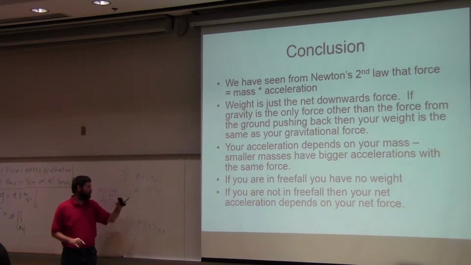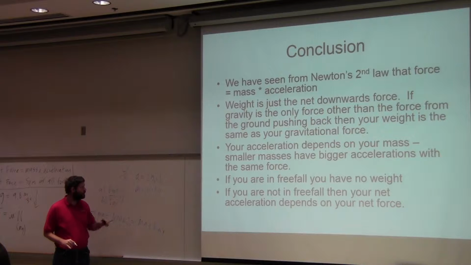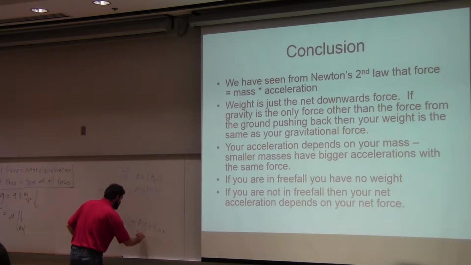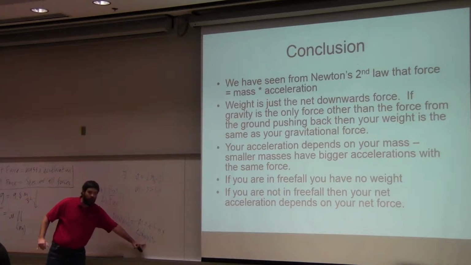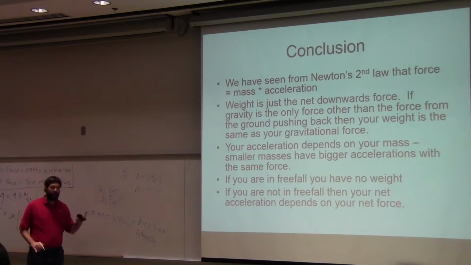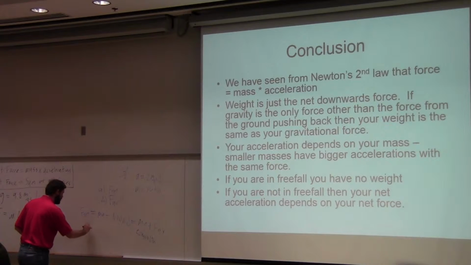mg is 50 times 10 meters per second squared, plus air resistance. So this is 500. I subtract 500, and I get minus 400 newtons down equals my air resistance force.